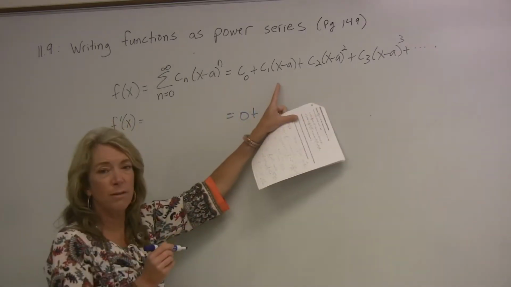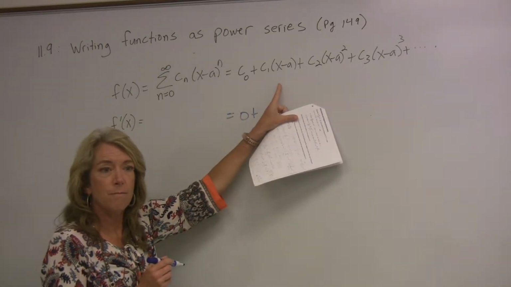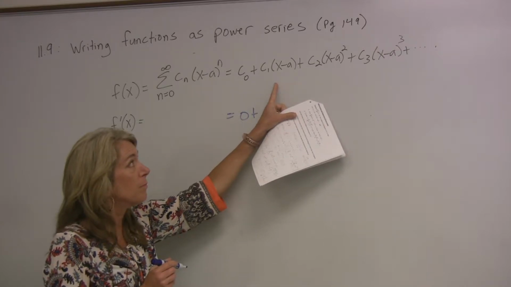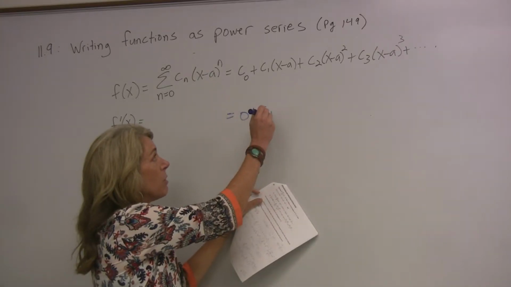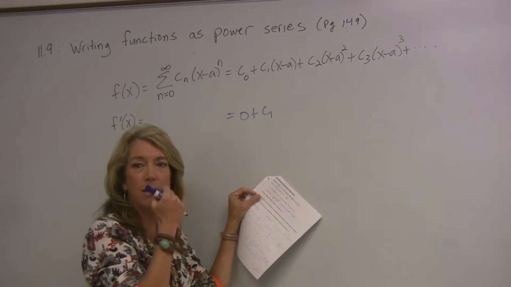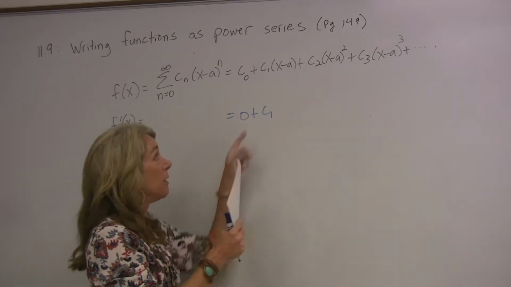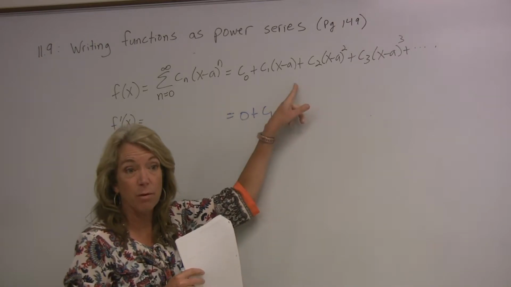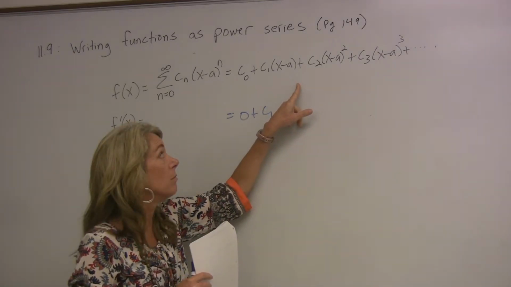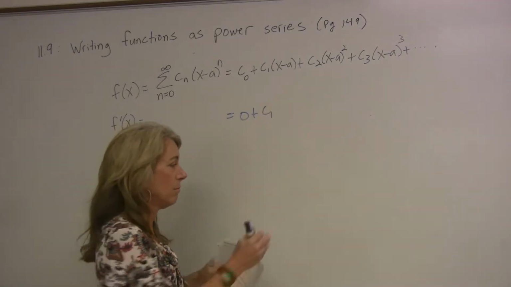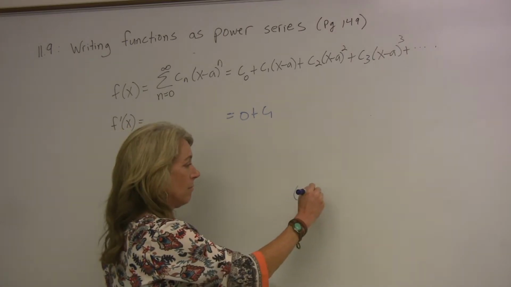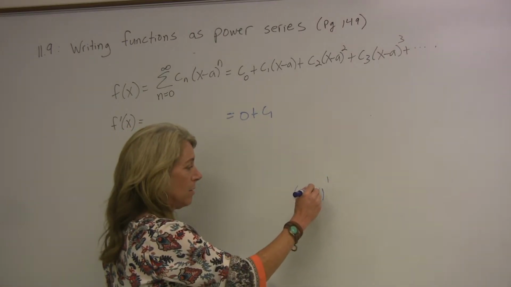Plus, what's the derivative of this? x minus a. It's c1, but what's the derivative of x minus a? We're taking the derivative with respect to x. x is our variable. So you're going to have 1 plus a times dA, or a prime.